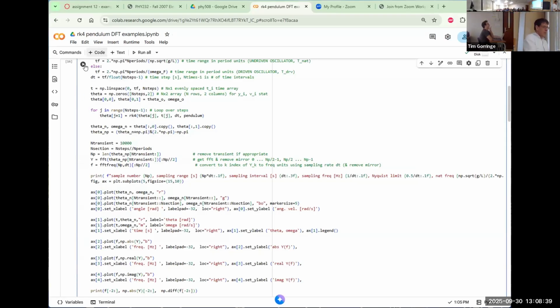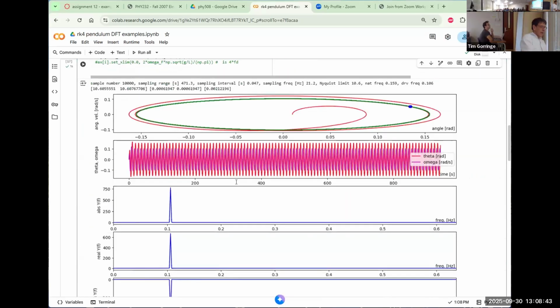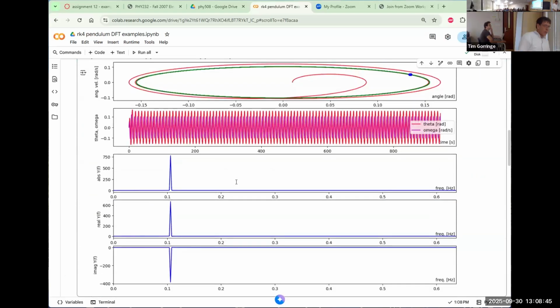It's not so much important here with weak damping, but it'll help us with the strong damping cases. So I put on a transient card. Because I did that, the transient is highlighted in red here. Green is the steady state.